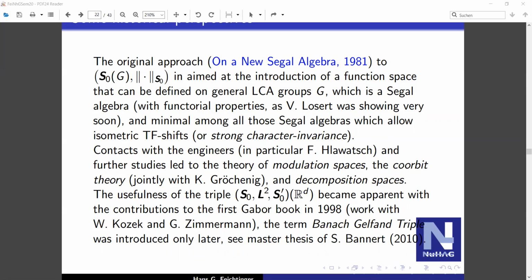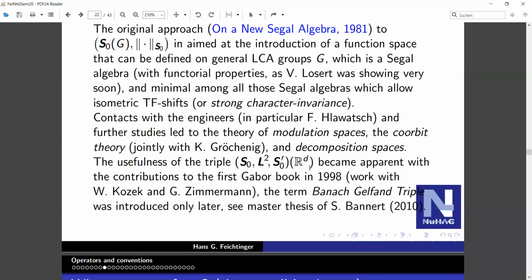They are the strongly character invariant ones. Now, in the modern terminology, you would say a Segal algebra is a dense subspace of L1, which has the property that it has isometric time-frequency shifts, and that they are depending in a continuous way also on the time-frequency shift parameters. So it's a Fourier standard space as I see it now. Then in the contact with the engineers, it turned out that the right function spaces for many things in Gabor analysis were the modulation spaces.